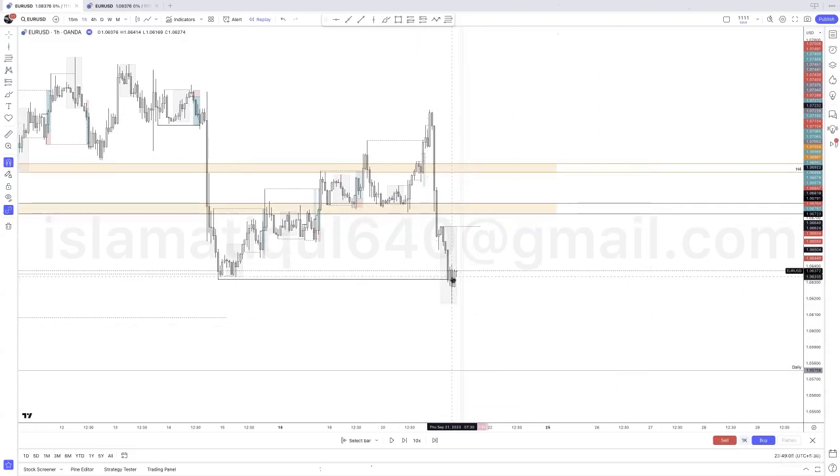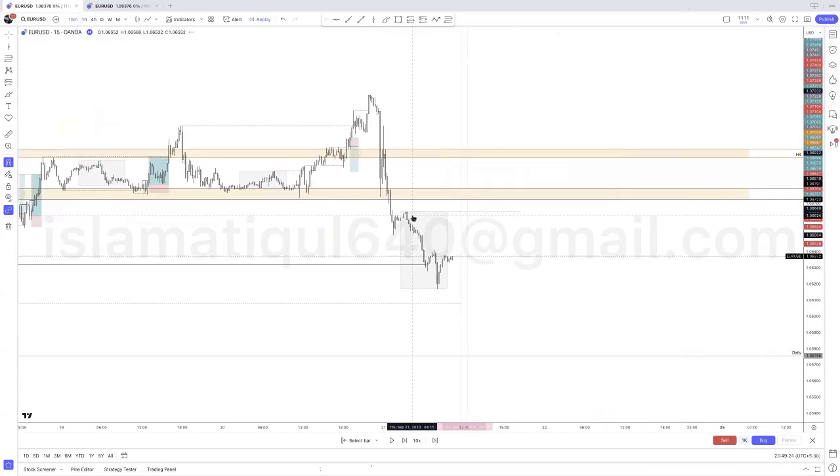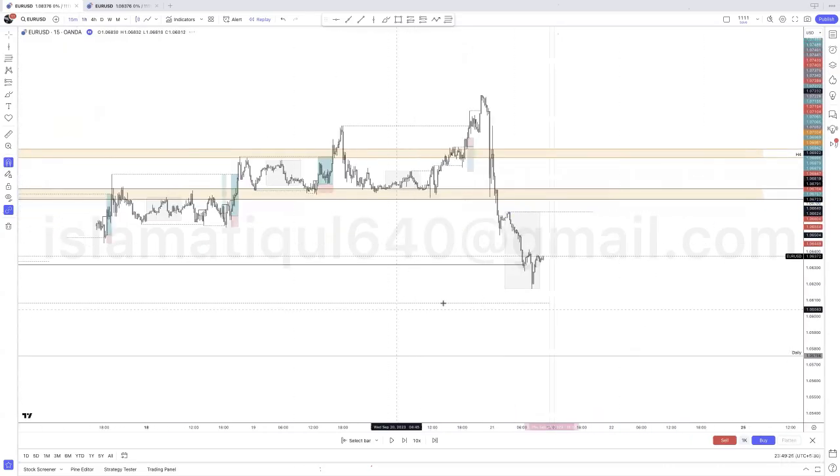We have a sweep of swing lows here. We had another zone here. See this? We had a sweep of swing lows right here. So we might be able to get a buy until the market moves here, but I'm not very sure of the buy, so I'm not going to place it. I'll just speculate, but I'm not going to take any buys.